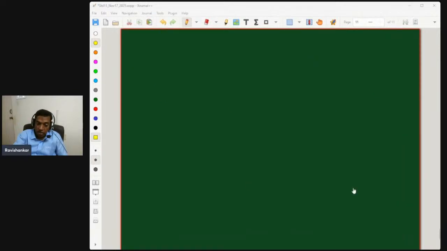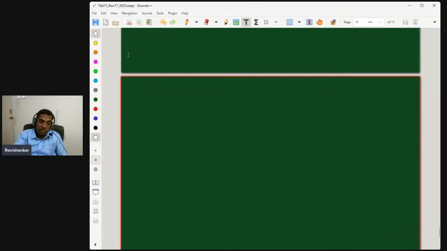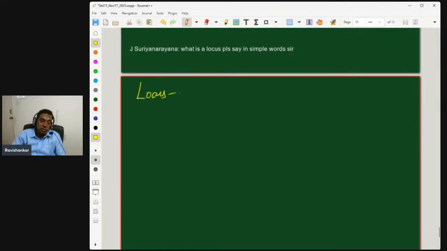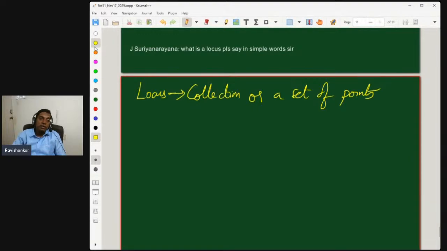Now J. Suryanarayana and a few others have asked, sir, what is a locus? Please say in simple words. I'm glad that somebody asked this question. See, locus means a collection or a set of points. For example, a circle.